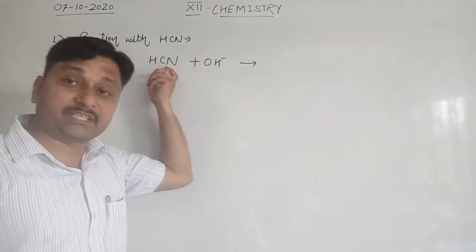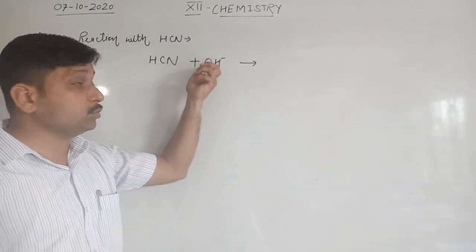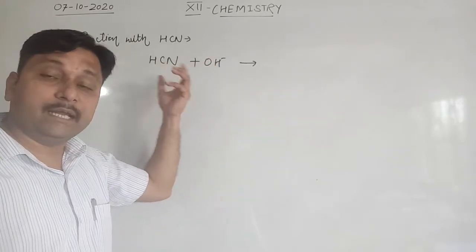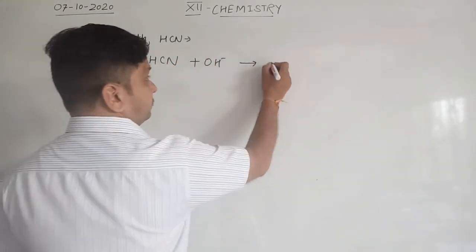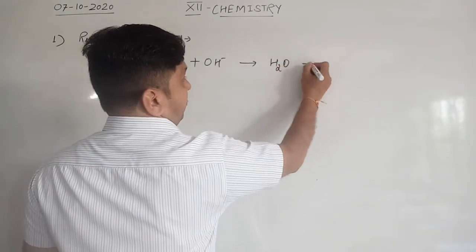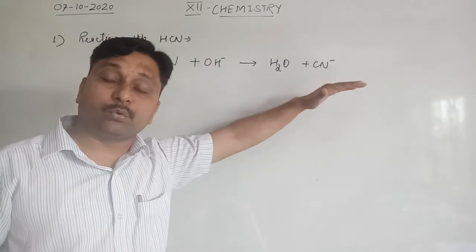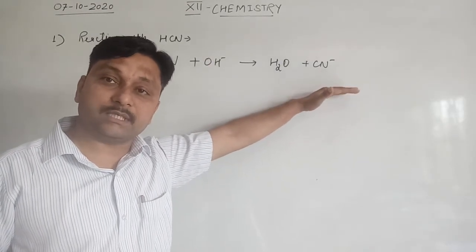it facilitates the breaking of HCN. Clear? This OH ion facilitates the breaking of HCN. Clear? And the formation of the cyanide ion. So now this cyanide ion behaves as a nucleophile for aldehydes and ketones.